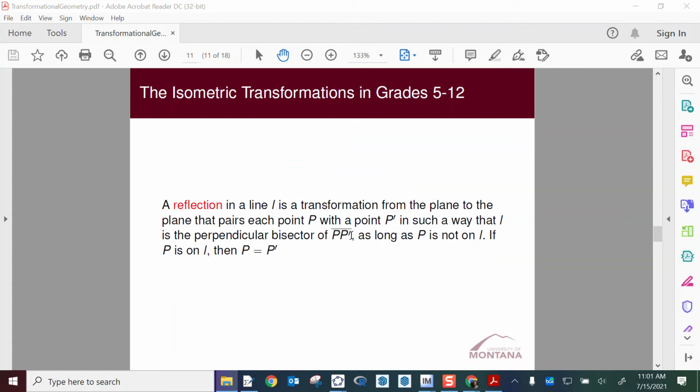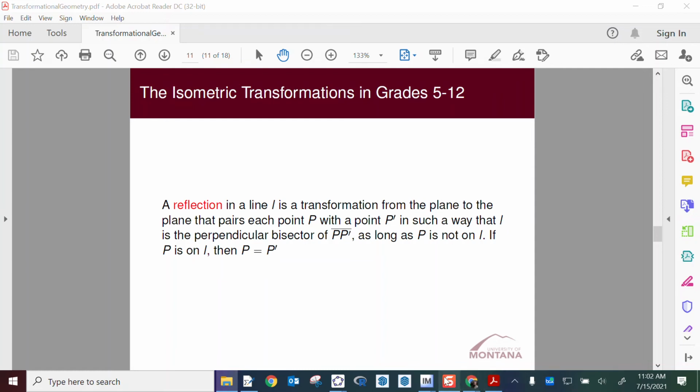So what about reflection? This was the one that we investigated in the pen and paper activity. So if we reflect in a line L, it's a transformation from the plane to itself that pairs each point P with a new point P prime in such a way that L is the perpendicular bisector of PP prime. So that's exactly what we discovered, as long as P is not on L, and if P is on L, then P is equal to P prime.